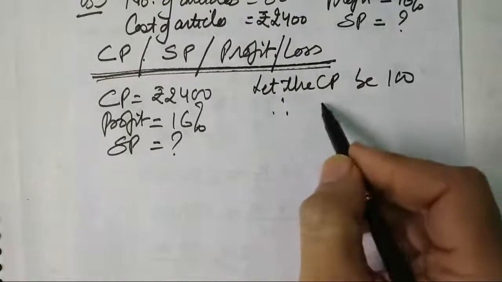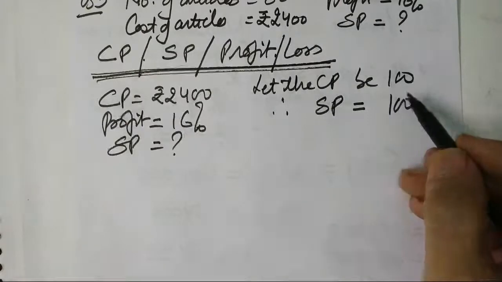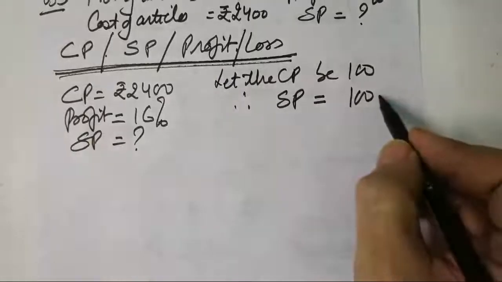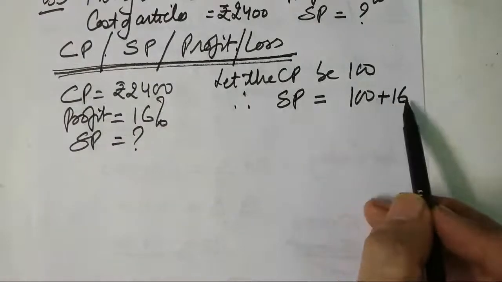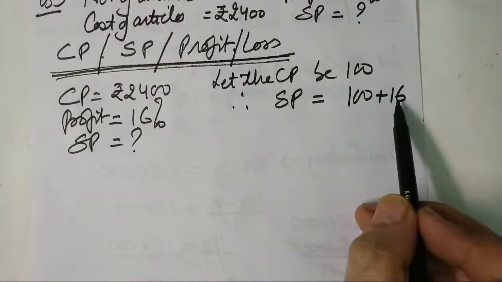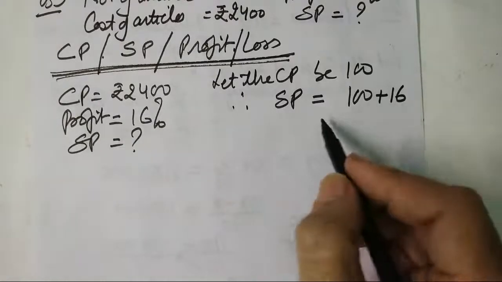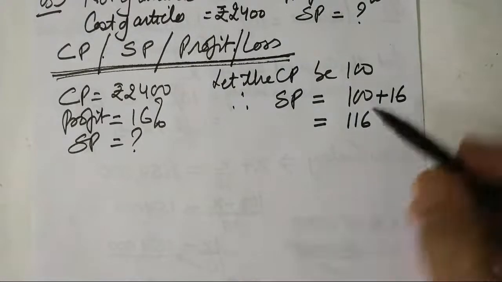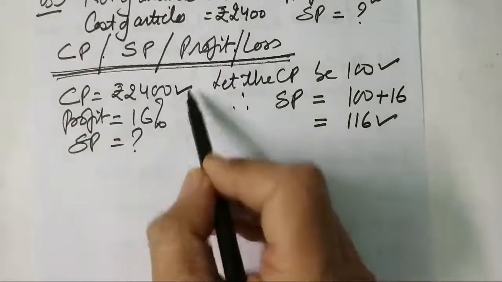After that we will write, therefore selling price will become this 100, and there is a profit here. In this question there is a profit. So if there is profit you will do plus. If it was loss you will do 100 minus 16. In this question there is a profit given, so you will do plus 16. If it was loss here, you will do 100 minus. So 100 plus 16 will become 116.